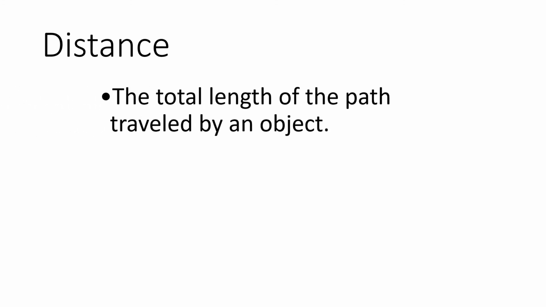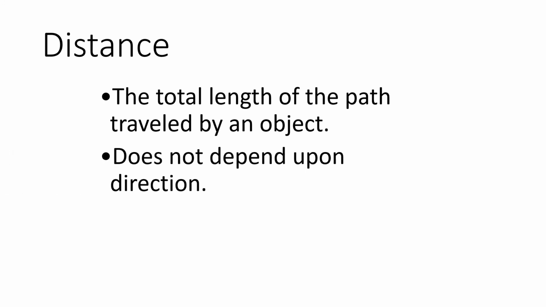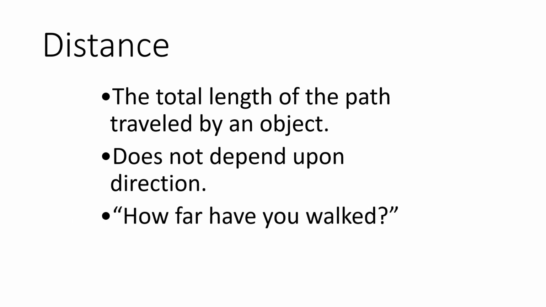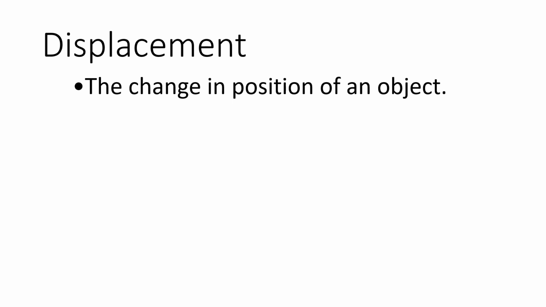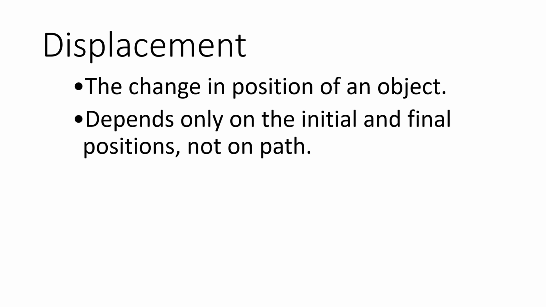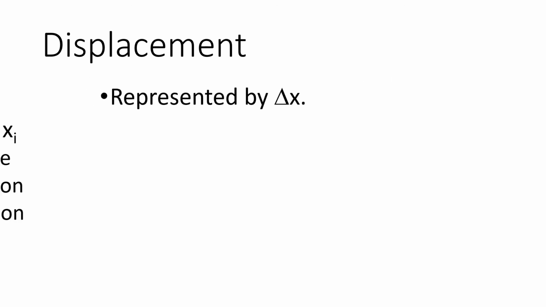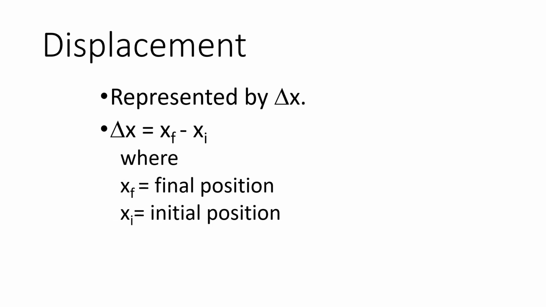So distance, what exactly is that again? It is the total length of the path traveled by an object, and it does not depend on direction, so it can't be negative. This is a scalar quantity. Kind of like how far have you walked today? Your displacement, however, is a change in position of an object. That's the official definition. So it depends only on the initial and the final positions. It includes direction. Remember that it's represented by delta x, where xf is your final position and xi is your initial position. So you subtract the two. xf minus xi will give me my displacement, my delta x.